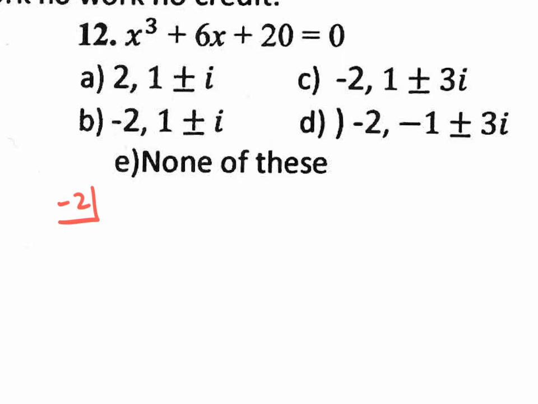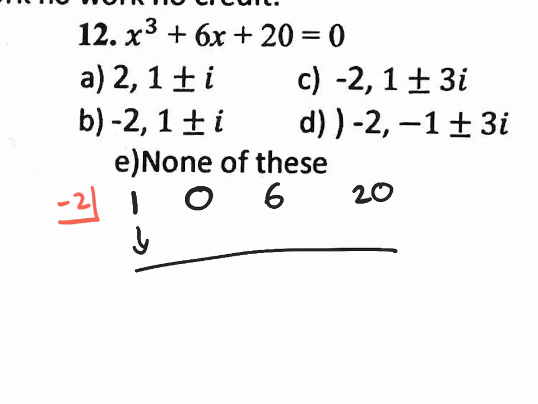Let's do the coefficients. And remember, go from highest degree all the way to the constant. You have to represent every term. What numbers am I going to put? 1 for the x to the third, 0 for the x squared, 6 for the x, and 20 for the constant.